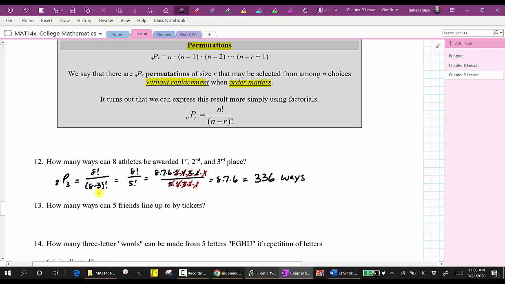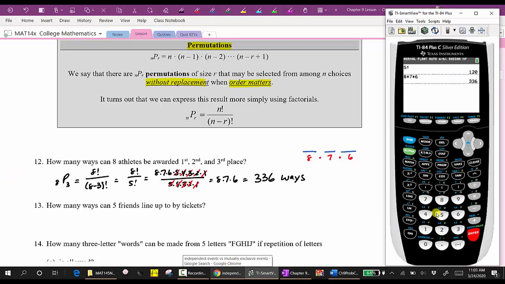Now I do want to mention, we could have also solved this using the counting principle or counting rule, where there are 3 categories, first, second, and third. There would be 8 choices for first place, 7 choices for second place, and 6 choices for third place, giving us the same result of 336. Let's also show how to evaluate a permutation on the TI-84.